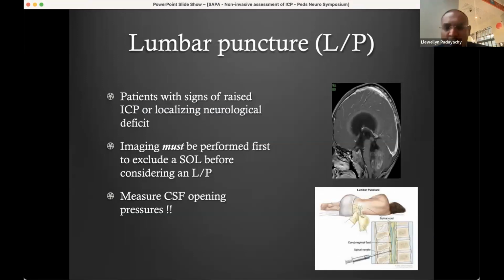Lumbar puncture, I think, given the audience, I've just dedicated one slide to that. I would go so far as to say patients with signs of raised ICP, localizing neurological deficit should not get an LP, in any facility that has access to some sort of imaging. I would make the statement, and again, I'd like to hear thoughts on that, but imaging must be performed to exclude a space-occupying lesion before an LP.